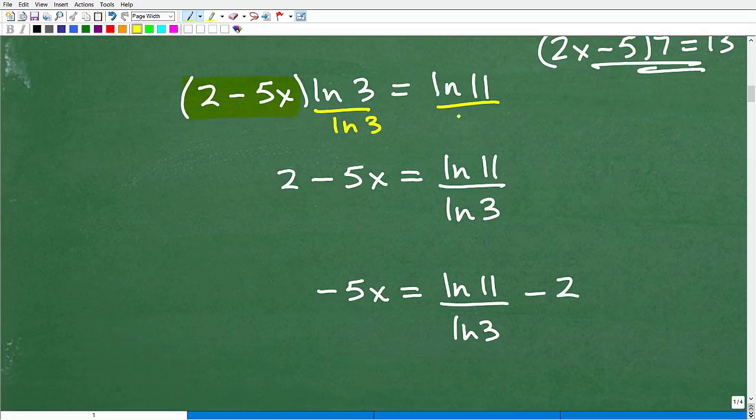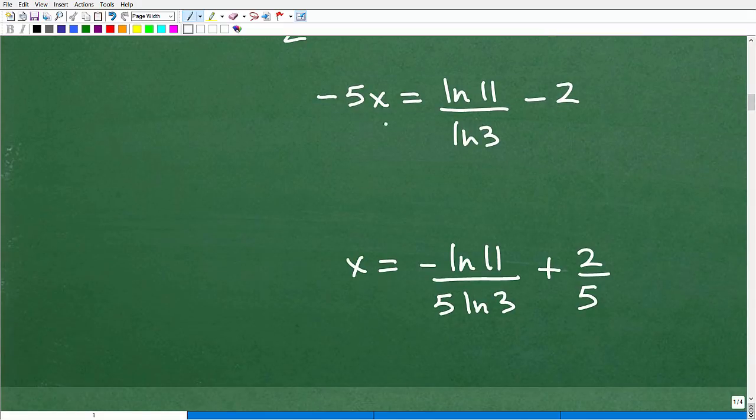Let's start isolating. Remember, I want to solve for x. So if I divide both sides by ln 3, I get 2 minus 5x equals ln 11 over ln 3. Again, no need for us to go into our calculator and manipulate this because I'm going to get an exact answer. To solve for x, I just need to do my basic algebra here. I'm going to subtract 2 from both sides of the equation, and I get negative 5x equals ln 11 over ln 3 minus 2. We're just following the steps here.